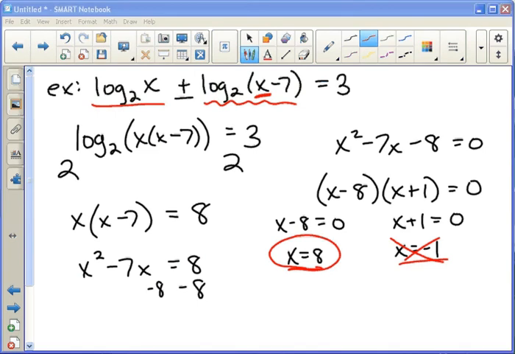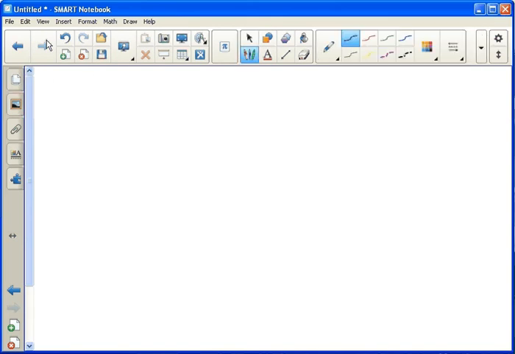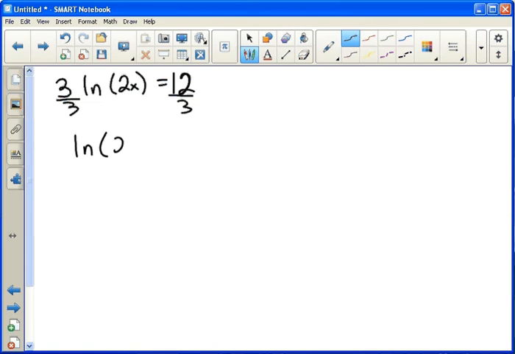Okay, next we're going to do one with the natural log in it. We're going to do 3 times the natural log of 2x equals 12. Divide 3 by both sides, because you want to get that log by itself. And then this is the part where we normally raise both sides to the power of whatever our base is. Well, there's no base written here. So you have to remember, what is the base for natural log? It's e. So we make both sides powers of e, and we get e to the 4th.